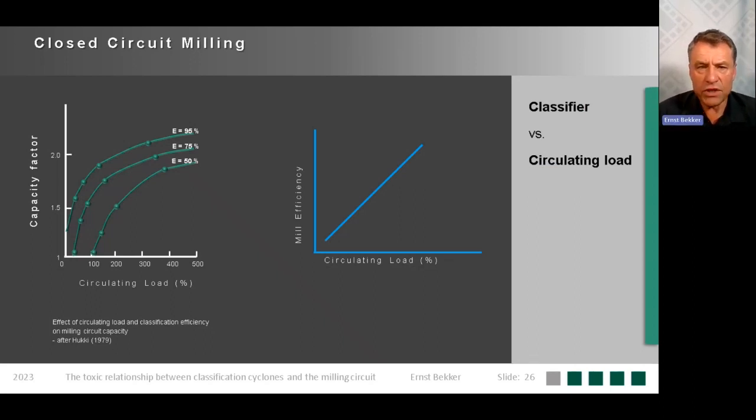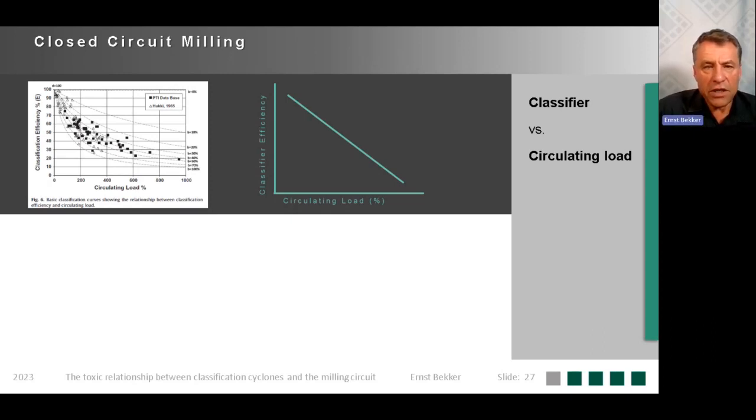So what is the impact then of circulating load on the process? If you had a perfect classifier, then you would have the mill efficiency follow this trajectory. As the circulating load increases, the mill efficiency will increase because higher circulating load results in a reduced retention time and you utilize your energy more effectively. But that is when you have the perfect classifier. Unfortunately, that's not the case. What is shown on the picture on the left-hand side is that as you increase your efficiency of separation or classification, one can impact the throughput through the mill. So classification efficiency does play a role in the mill circuit. But let's continue.